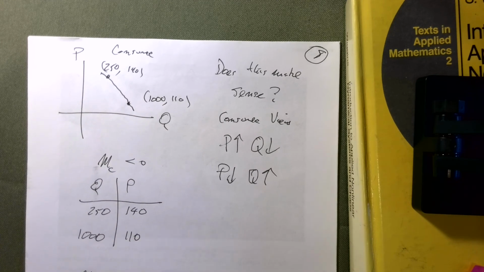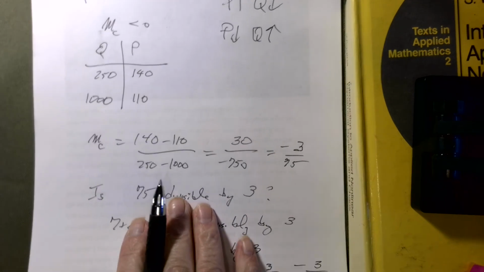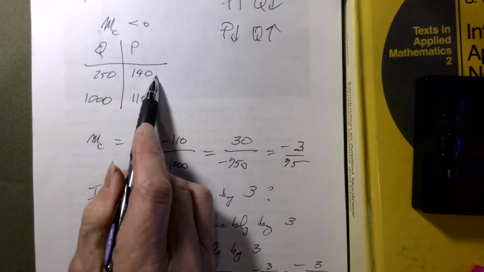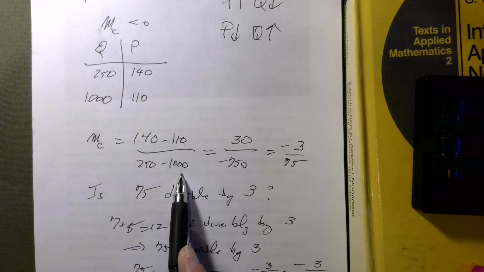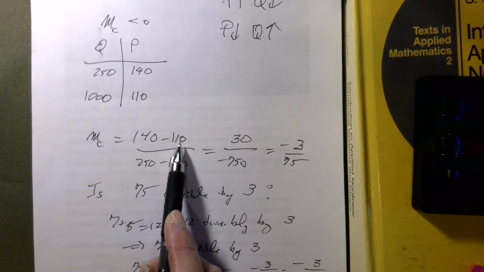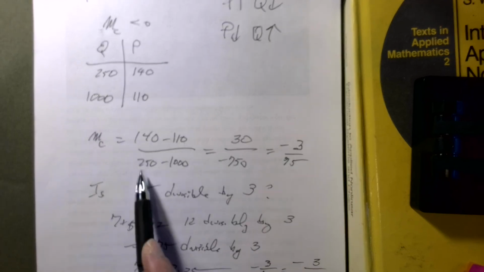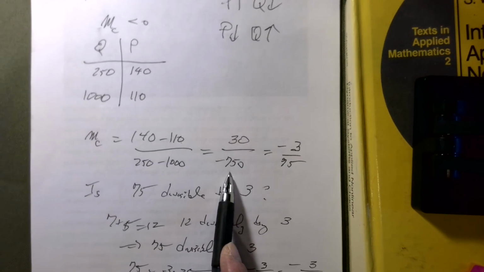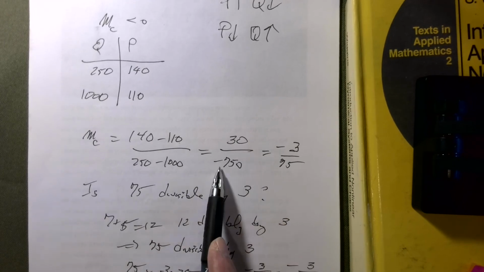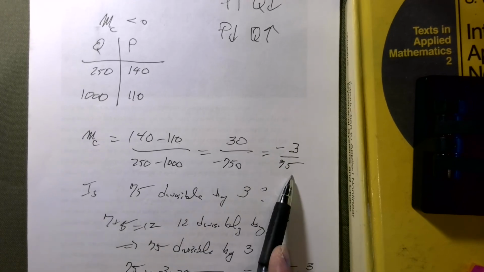So, if I take the slope, the difference in the Y values divided by the difference in the X values, 40 minus 10 is 30, and 250 from that is negative 750. And so I divide by 10, and then I have a negative slope.